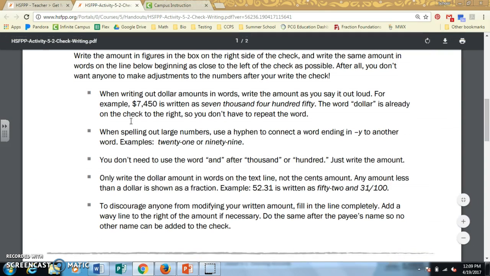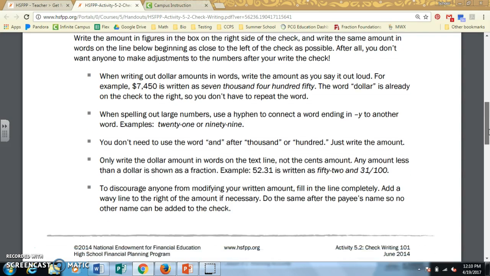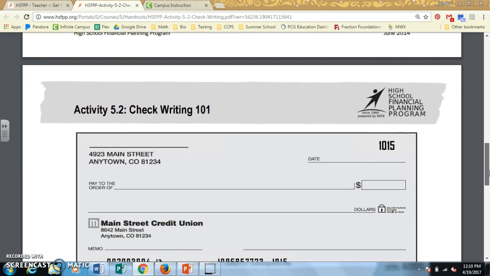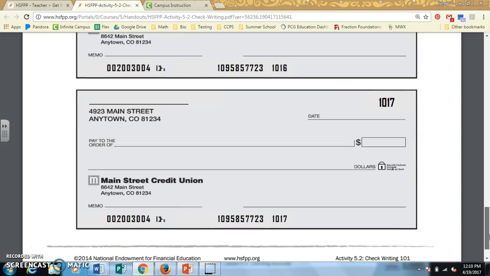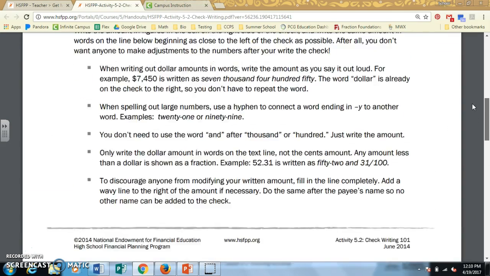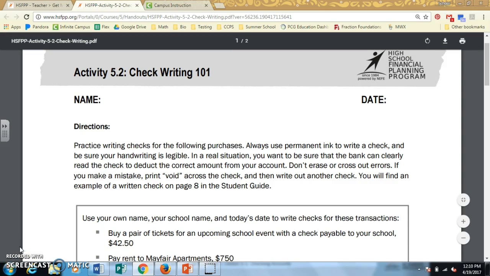There's a couple just rules that you can follow. They give examples of how to write words. You don't need to use the word "and" after 1,000 or 100, so you don't have to do $505 or $750. You just write $750. So those rules right there will help you as you're writing your own checks. And right here, there are 3 checks for you. Be very careful as you're writing these out. I think I've also attached a separate copy just in case you have to write void over any of these. So there should be 2 pages there for you. And you can pause this video as you complete Activity 5.2.